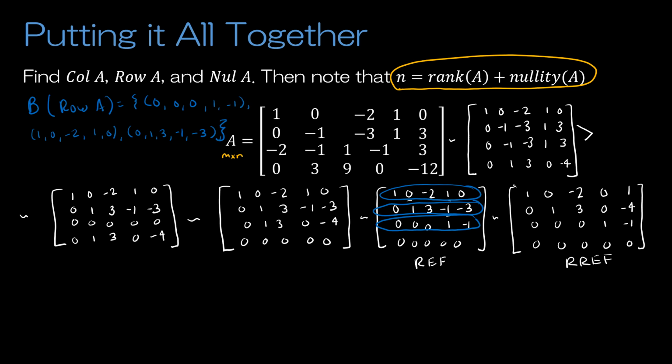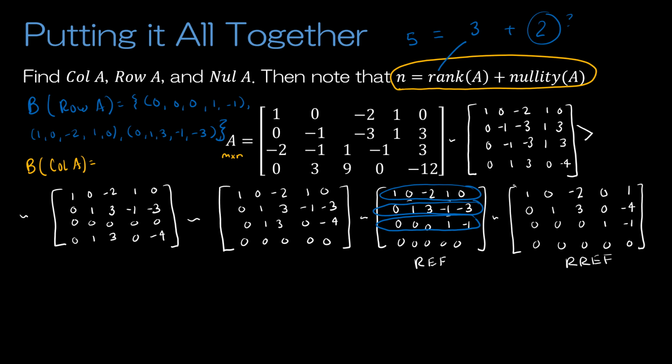Okay, so I've got 1, 2, 3. That means the rank of A is 3. What's N? Remember there's 4 rows, 5 columns, so this is 5. So that means this should be 2, which means we should have 2 when we find the null space of A, which we'll do in a little bit. Let's find the basis for the column space of A.